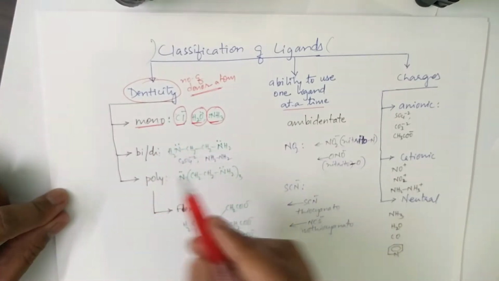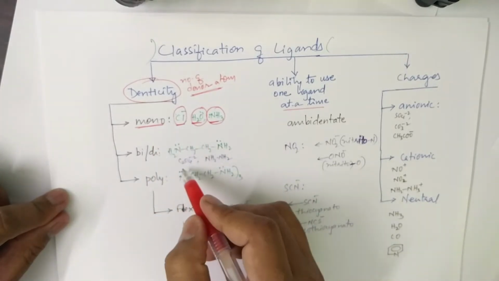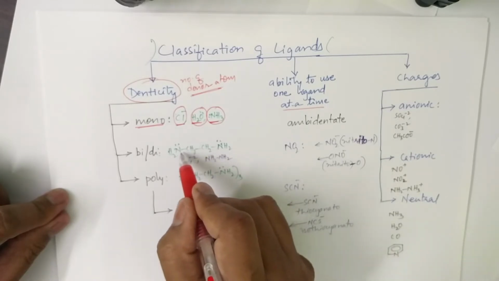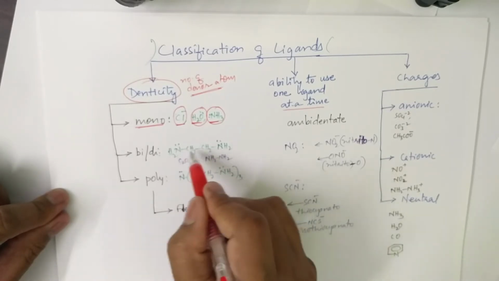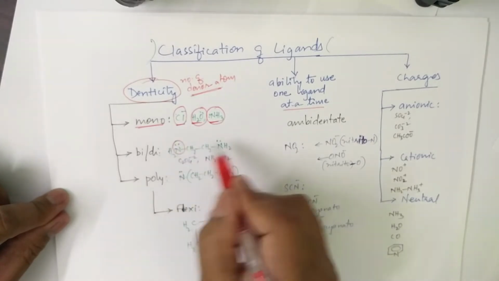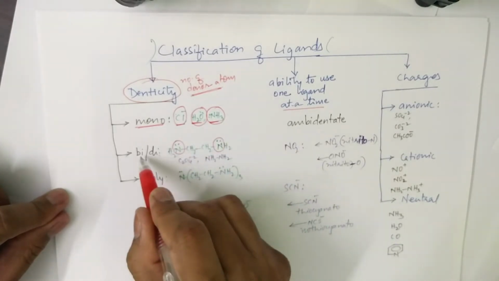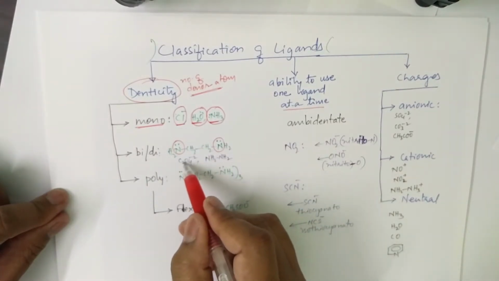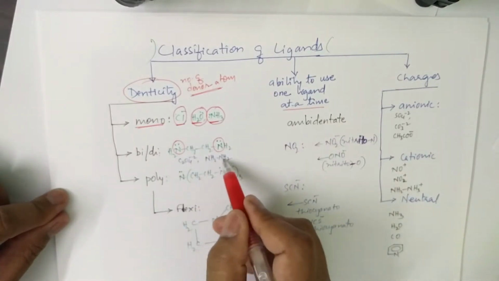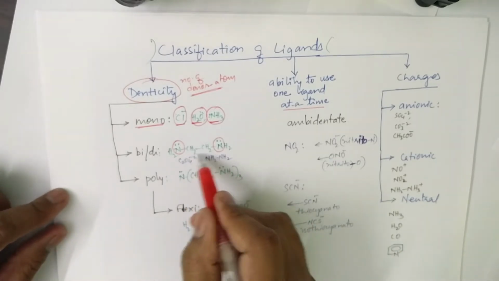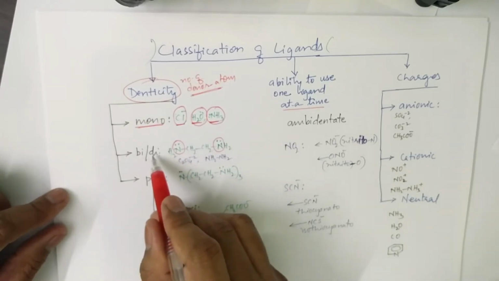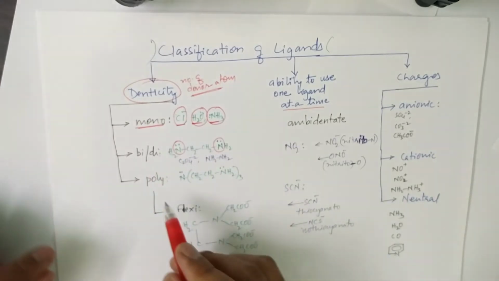Similarly, if the ligand has two donor atoms, for example, in 1,2-ethane diamine, there are two donor atoms. Therefore, it's called bidentate or didentate ligand. Similarly, oxalate has two donor atoms. Hydrazine has two donor atoms. Such ligands which have two donor atoms are called bidentate ligands.